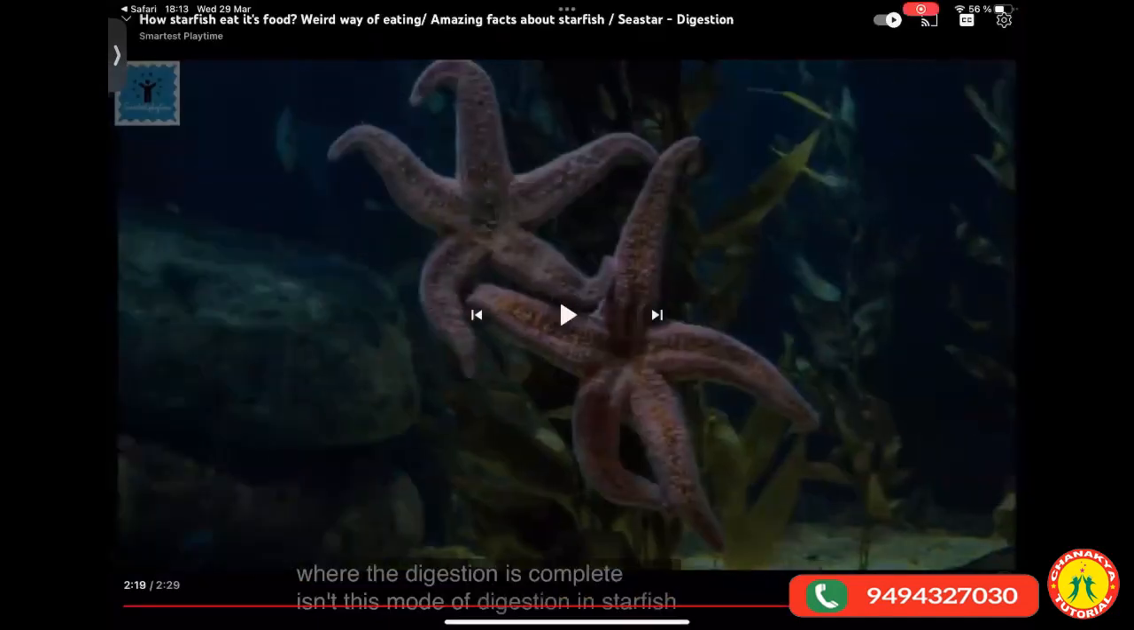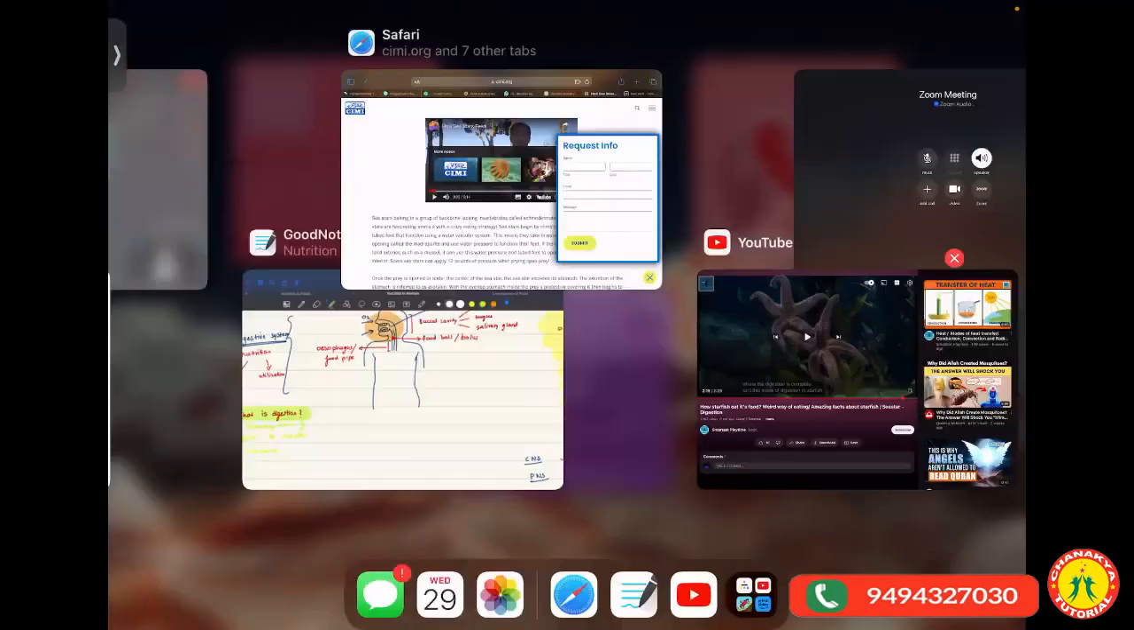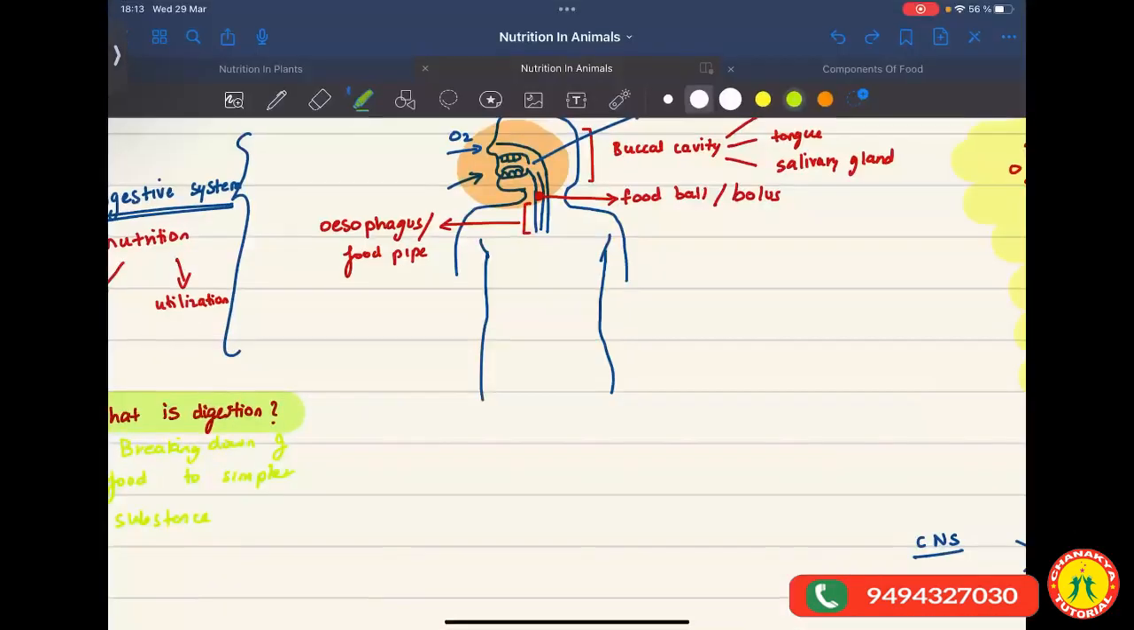Isn't this the mode of digestion in starfish? Okay, I hope it is clear. Is it understandable? Yes, ma'am. Okay, so this is how digestion occurs in starfishes.